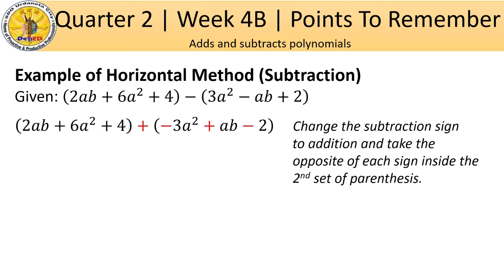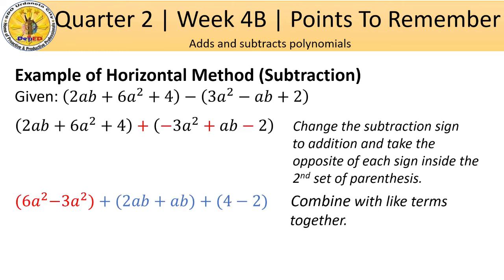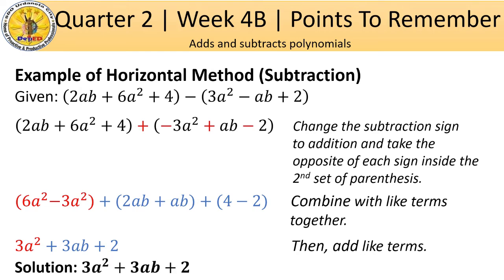So the negative sign is changed to positive and vice versa. Then we combine like terms together. So we have 6a to the second power minus 3a to the second power plus 2ab plus ab plus 4 minus 2. Then we add like terms and we get the answer 3a to the second power plus 3ab plus 2.